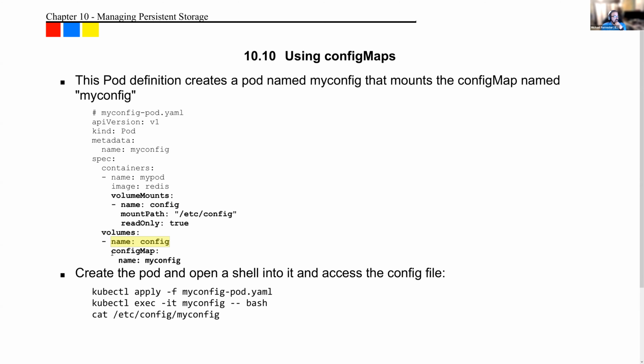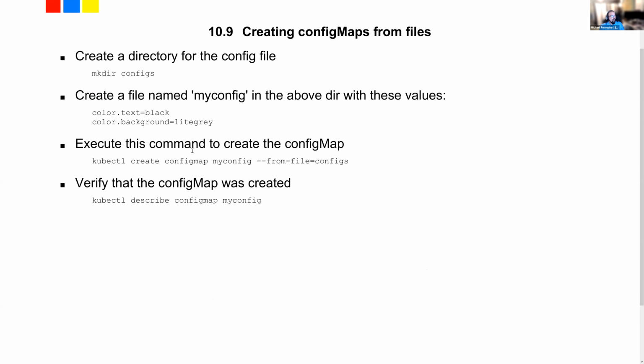Now, then what it does is it defines what this volume is. What is this volume? It's a config map. What's the name of the config map? It's my config. Where did that my config come from? Well, let's go back up here.